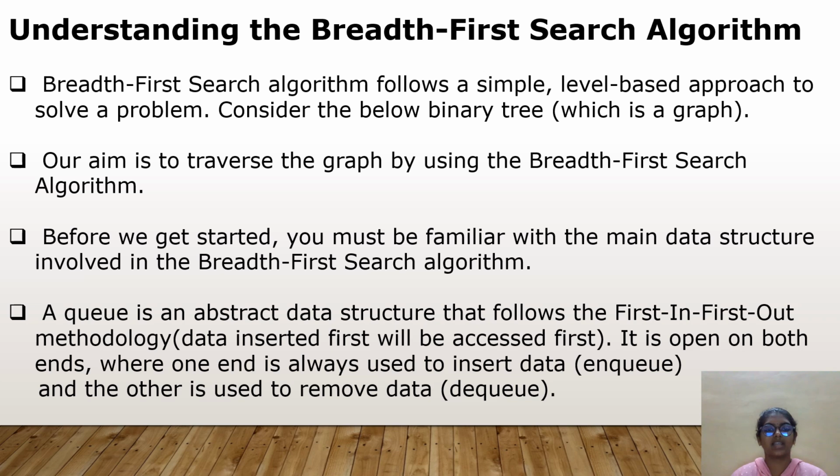A queue is an abstract data structure that follows the first in first out methodology. Data inserted first will be accessed first. It is open on both ends, where one end is always used to insert data in the queue and the other end is used to remove data, that is dequeue.